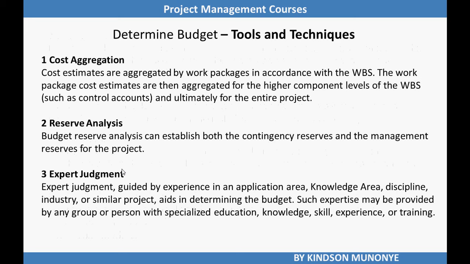Let's now look at some of the tools and techniques used to determine budget. One of them is cost aggregation. Cost estimates are aggregated by work packages in accordance with the WBS. The work package cost estimates are then aggregated for the higher component levels of the WBS, such as control accounts, and ultimately for the entire project.